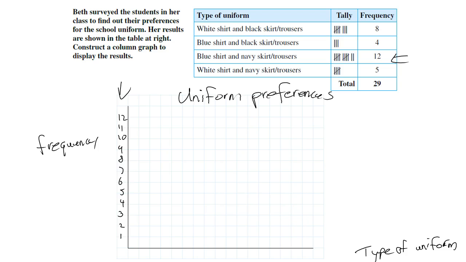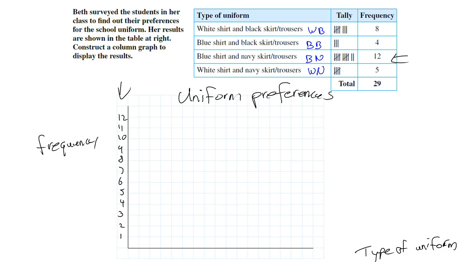Okay, now I've got 4 different things here. I'm going to give them a name just because it makes my life a lot easier. WB for white and black, BB for blue and black, BN for blue and navy. Normally I wouldn't do this, but just for space considerations, WN for white and navy. Okay, so what that means is, let's do the first one, WB.